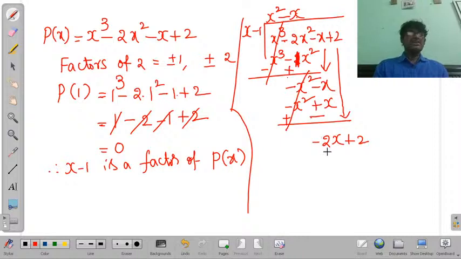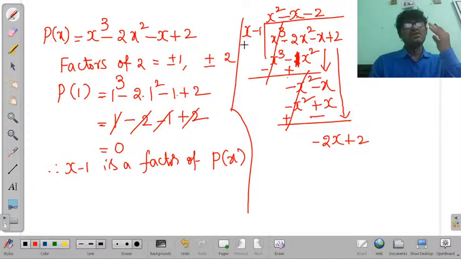Okay, clearly here the first term is minus 2x. In the divisor, the first term is x. So in the quotient you write minus 2. Then minus 2 into x minus 1. You know the method how to do this one. We did it in the previous class and before that also. That is why I am going somewhat fast.